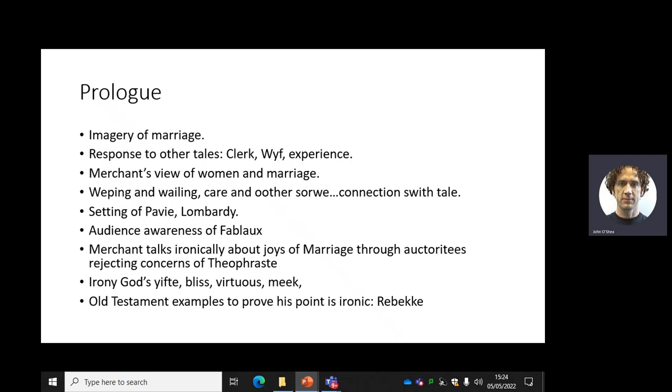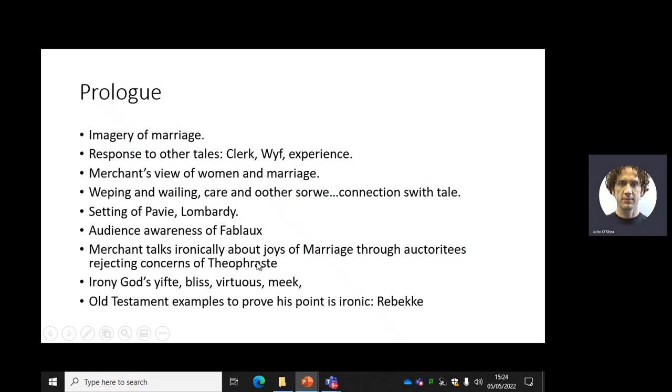Okay, the tale takes place in Italy, as do both tales. You should consider how Lombardy is a supposed place of sin, and the setting tells us something, shorthand, about January. It tells us something about his lechery, perhaps a bit like an old middle-aged man going off to Thailand now to go on holidays.